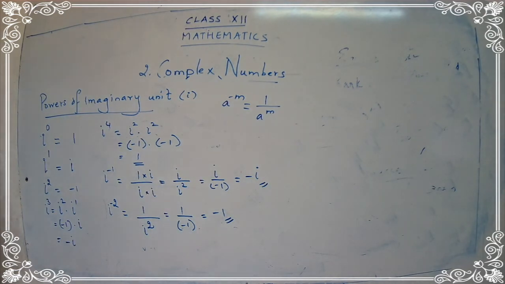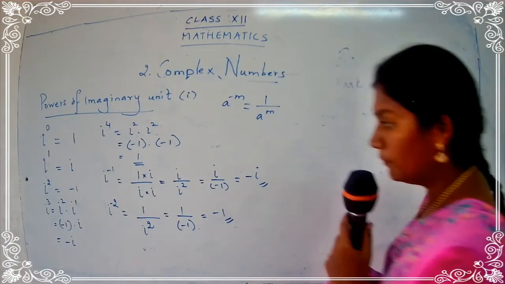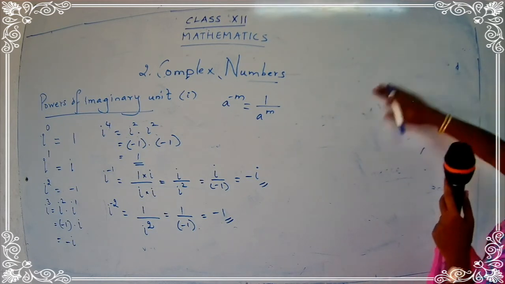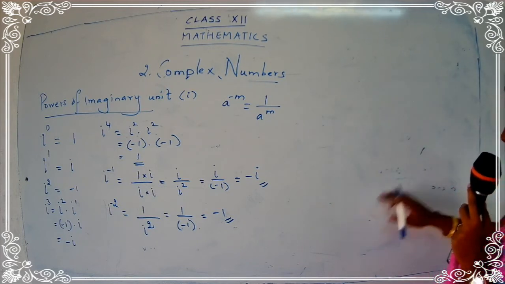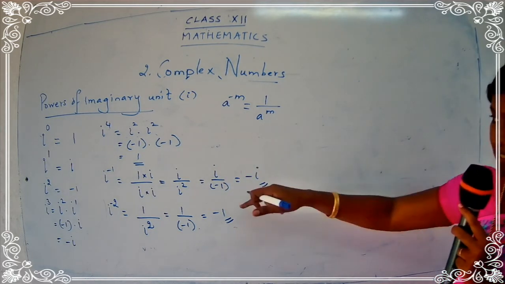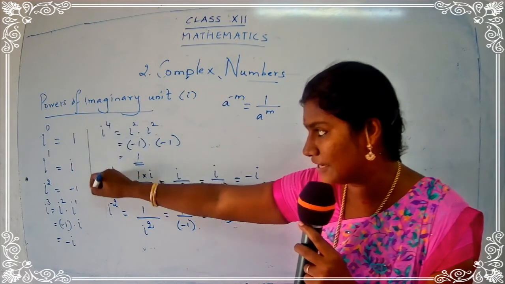Okay, now let's go for i raised to minus 3. I hope you are taking down the points. Take down the points, children. i raised to minus 3. This is all we have to remember. If you know the different ways of writing, if you know how to derive the answer, it is easy. The only main thing is you have to remember these 3 values. If you know these 3 values, that's enough.